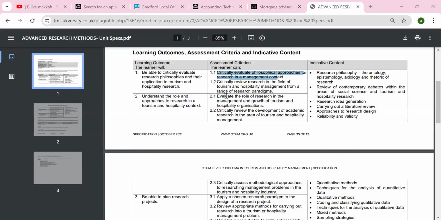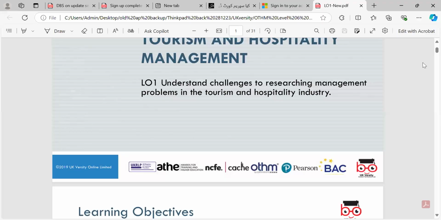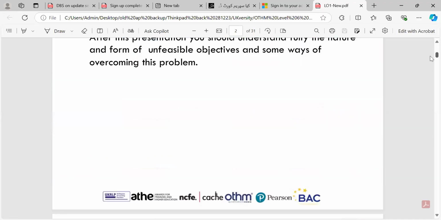Then we need to look at critically evaluating research methodologies. Each lesson will go through one LO, and that is quite crucial. So today we'll focus on LO1.